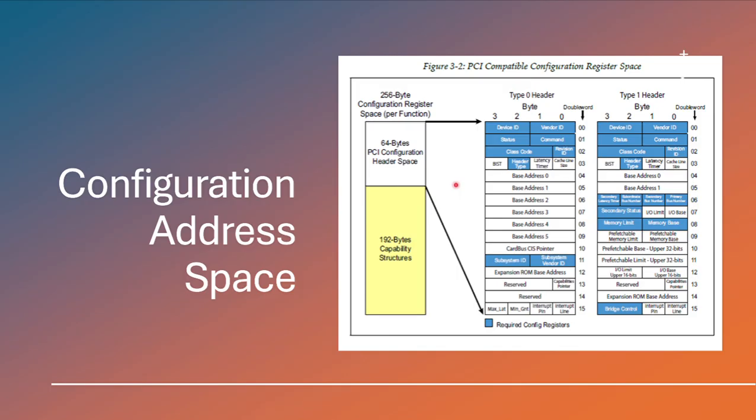Now this is for PCIe, and 64 bytes are for the header space. The remaining 192 bytes are the capability structure. It is for power management and interrupt registers. These are the capability structures, and you have to use these registers.